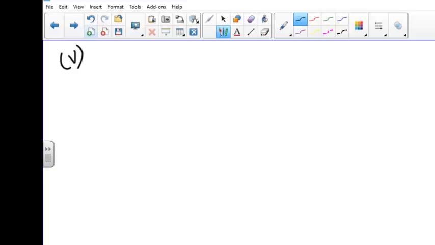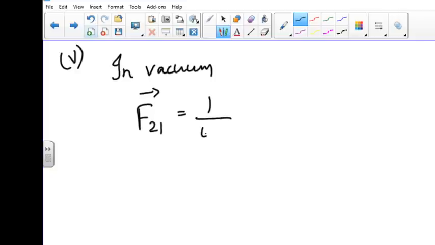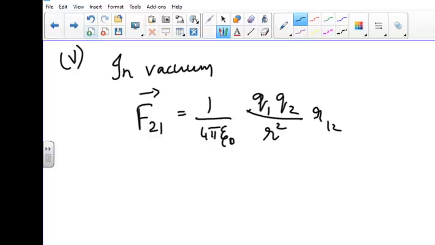The fifth aspect is, what will be the value of force if it is kept in a medium? If the charges are kept in a medium, what will happen to the force? So in vacuum, we can write the force between the 2 point charges as F21 vector is equal to 1 by 4 pi epsilon naught into Q1 Q2 by R squared into R12 cap.